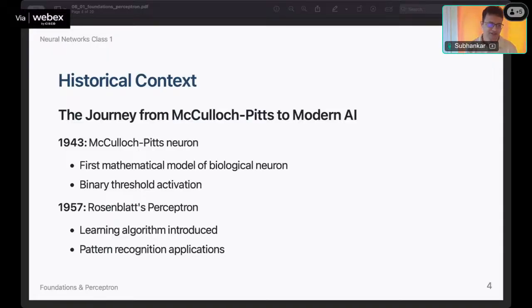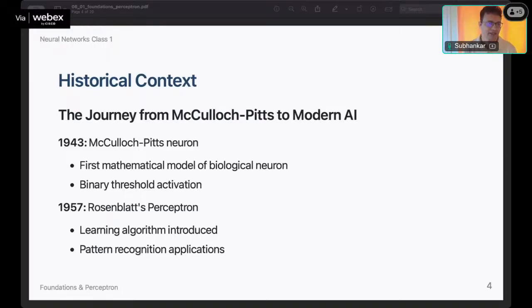Then they proved that you can build logic gates. I don't know if you remember logic gates. Most of the electronics that we have are logic gates, all the transistors that you have heard of. So they proved that you can build logic gates with these neurons, and that networks of artificial neurons could compute any logical function. So this was super huge, right? Basically, they established a bridge between neuroscience and computation.